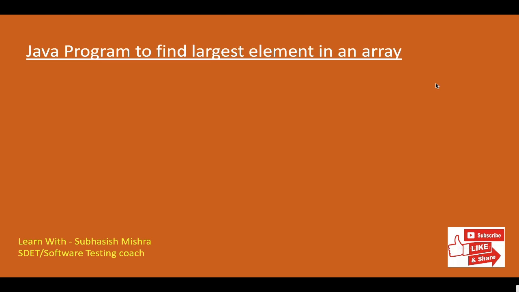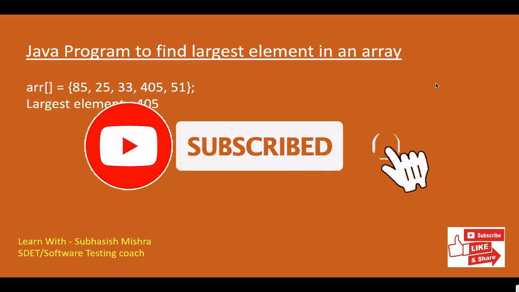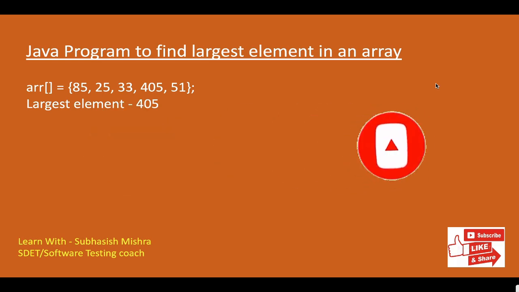Today we will learn a Java program to find the largest element in an array. So here you are seeing an array where you are seeing different values like 85, 25, 33, 405 and 51. What we are going to do is find the largest element. You can see the largest element is 405 here. So we'll write a program to find this largest element which is present in an array.